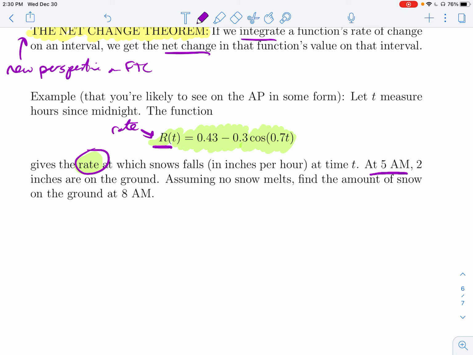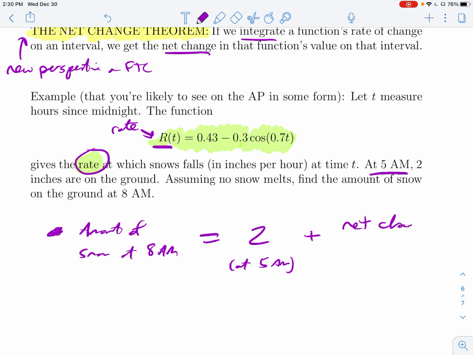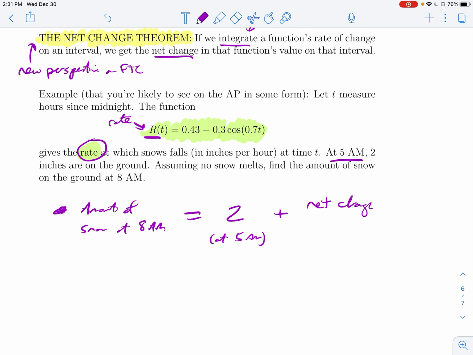This is where you could use the net change theorem. So you could say that the amount of snow at 8 a.m. would be equal to the 2 inches on the ground at 5 a.m. plus the net change. I had 2 inches and then it changed, so that gave me how much I wind up with. And again, this is the net change in amount of snow.